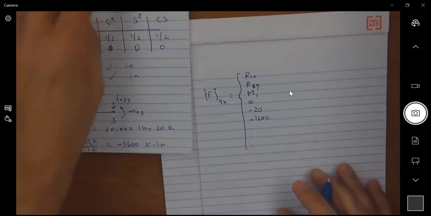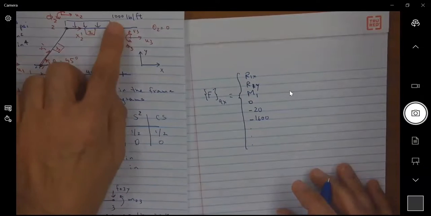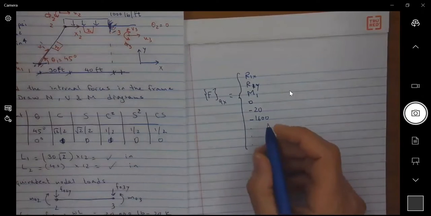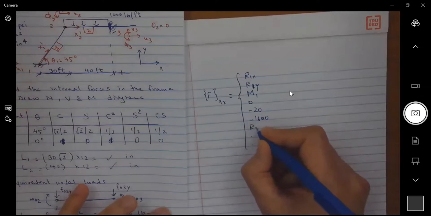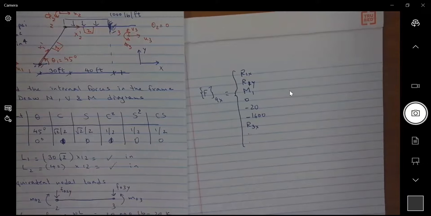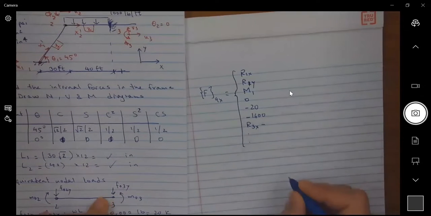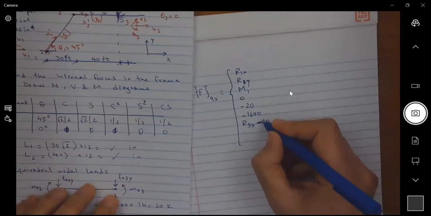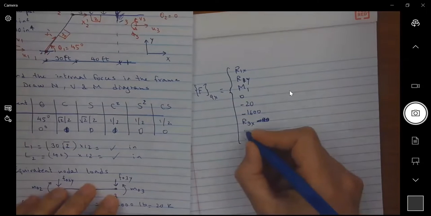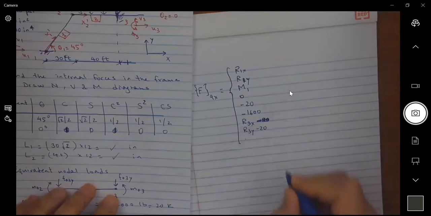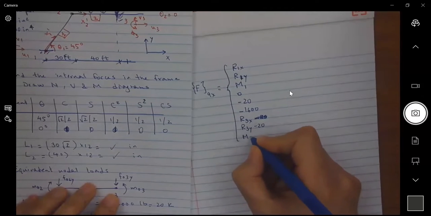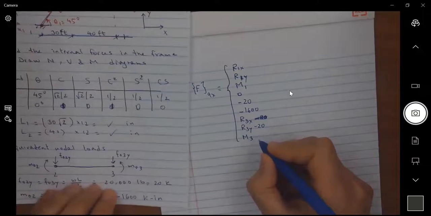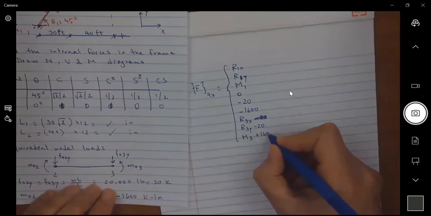Then I go to node 3. At node 3, and this is an interesting one, because I have an F node and I also have an F reaction. So now I'm going to add these two together. So I'm going to have an R3X, good, and then R3Y minus 20, right, because it's going downwards. And finally, M3, and here is this a plus or a minus? Plus. Plus 1600.